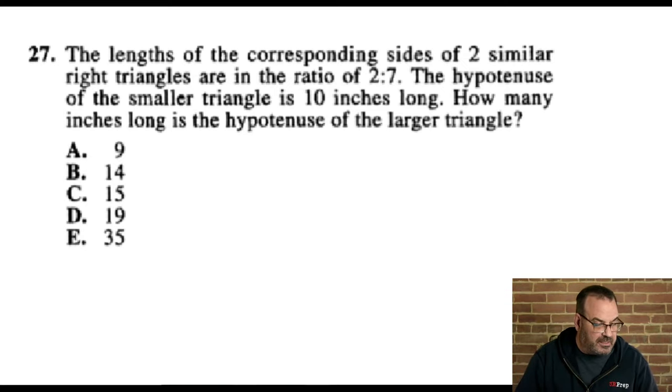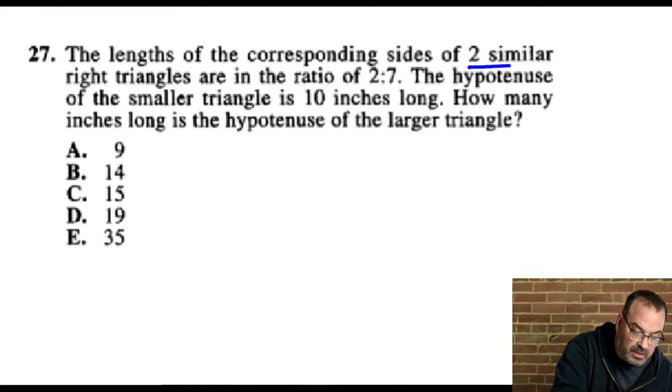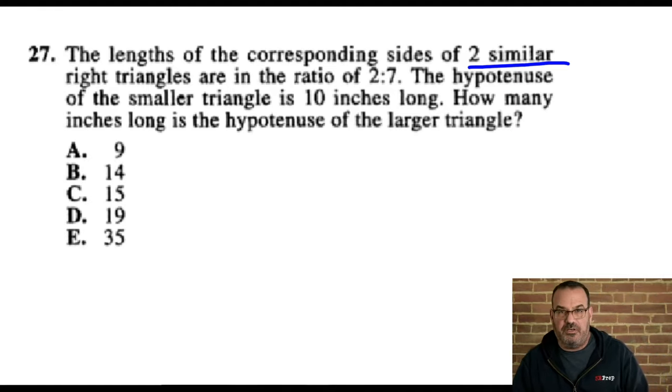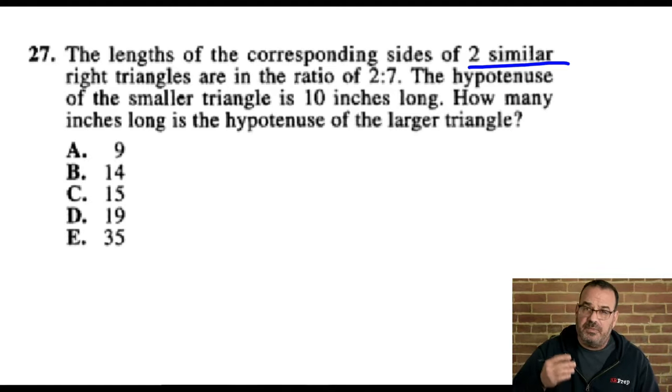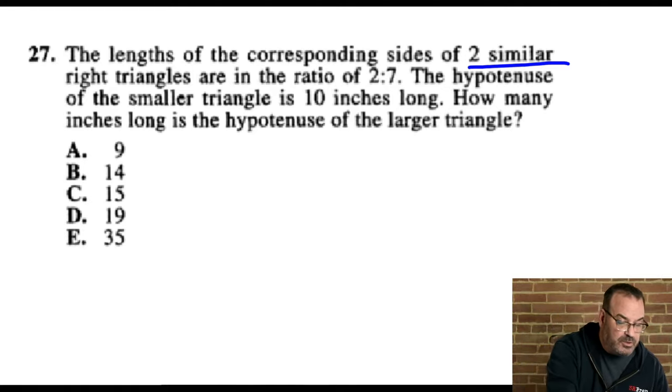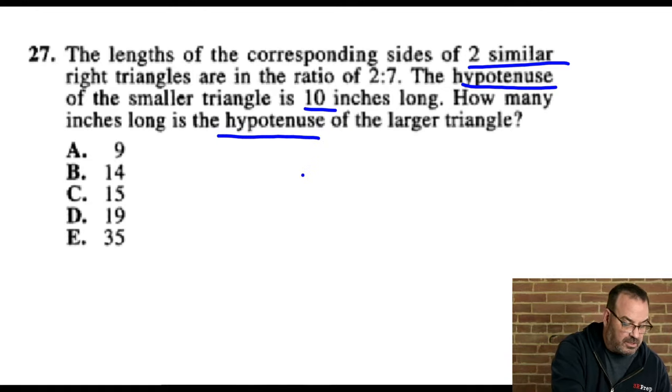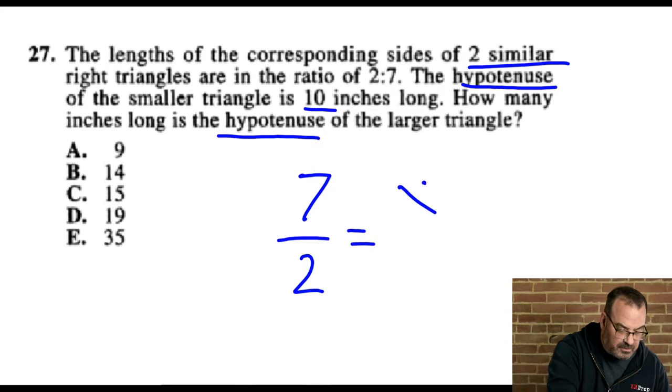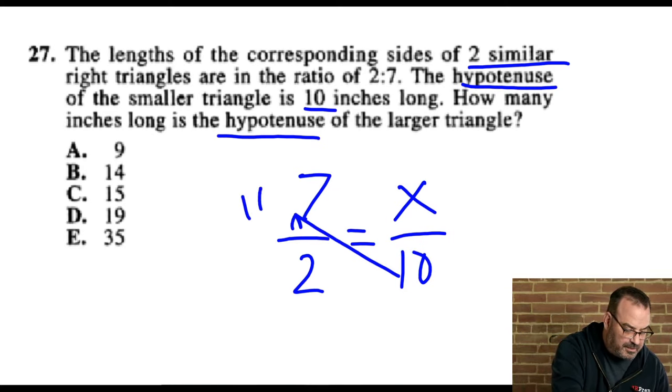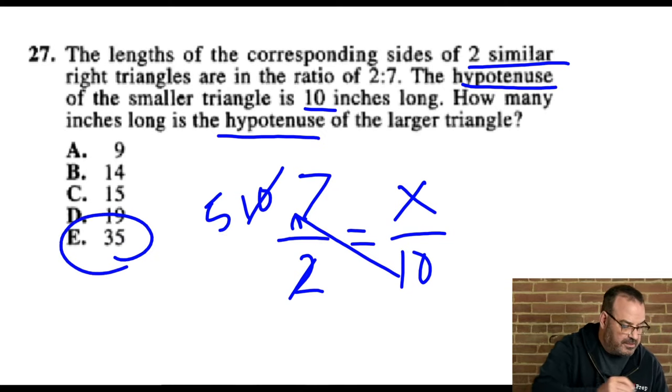The length of the corresponding sides of two similar right triangles are in the ratio of 2 to 7. Similar means that sides are in ratio, but the angles are equal. If the hypotenuse of the smaller triangle is 10 inches, how many inches is the hypotenuse of the larger triangle? So the larger triangle, 7 over 2, is equal to the bigger triangle's hypotenuse over 10. So let's multiply 10 this way. Divide by 2, I get 5 times 7, or 35.